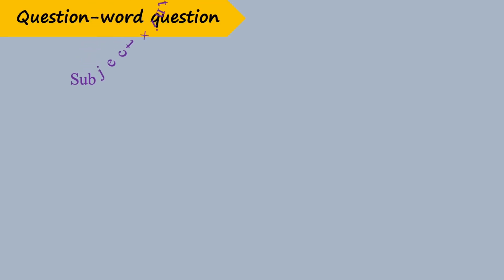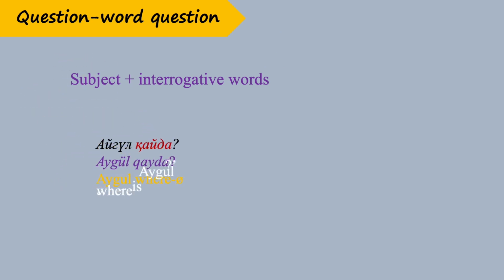Here are examples to understand the concepts and use them in daily practice. "Aygul қайда?" Where is Aygul? In this sentence, the subject is Aygul. The question word қайда, where, serves as a predicate and takes the personal ending. Since the third-person form has no endings, it is in the bare form.